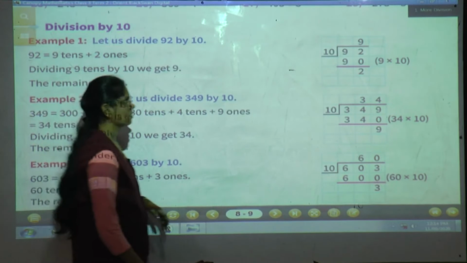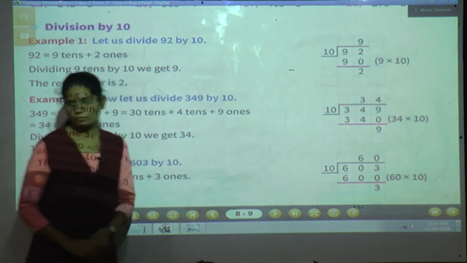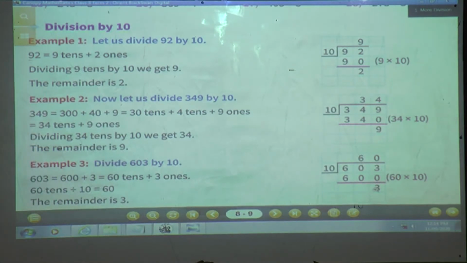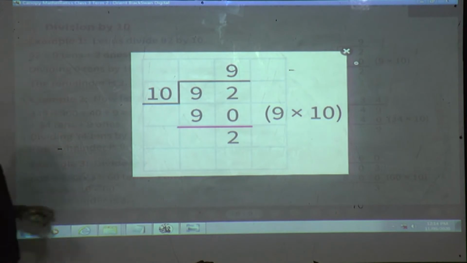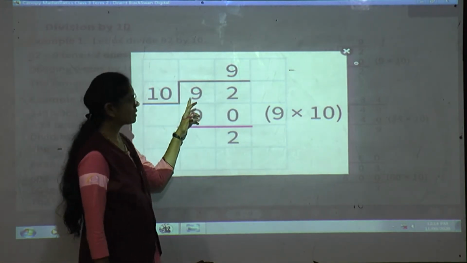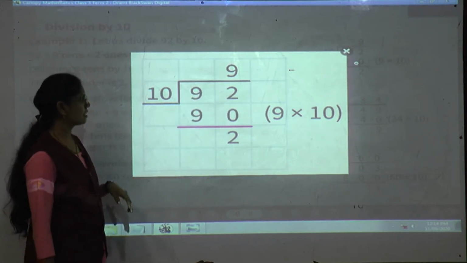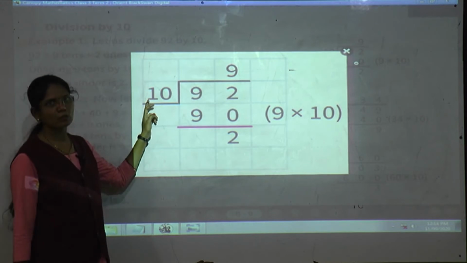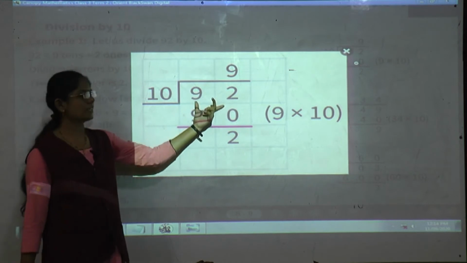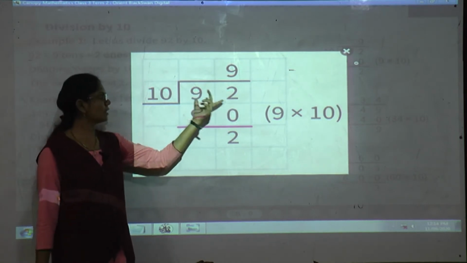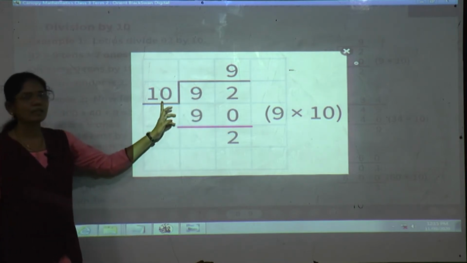Here we will see, look at the board here. Now here in 92 the first number is 9. At tens place here 9 is there. So 9 by 10, can we do this? No, we can't do. So what we will do? We will take these two numbers together. So 92 divided by 10 we have to do.